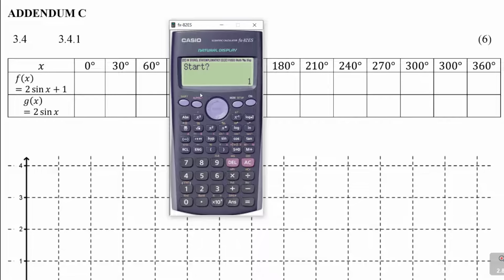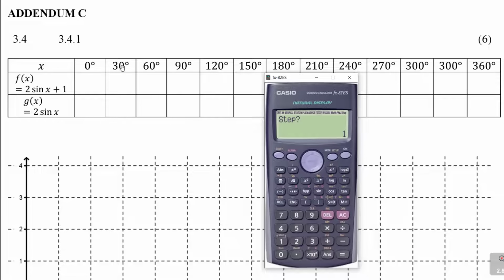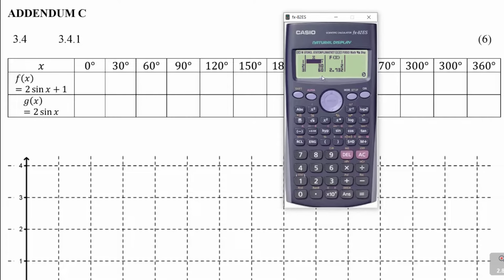Then equal to, then you need to say start. Where do you start? It says I must start from 0. You see, x must be 0, equal to, and then end. I must end in 360. You say 360. Every time you punch, you say equal to. Steps. Look at the steps they are saying. 0, 30, 60, 90, 120. So the steps are steps of 30. So equal to. Then you have now in your side, you'll have x, f of x, and g of x here. Those are the values you want.